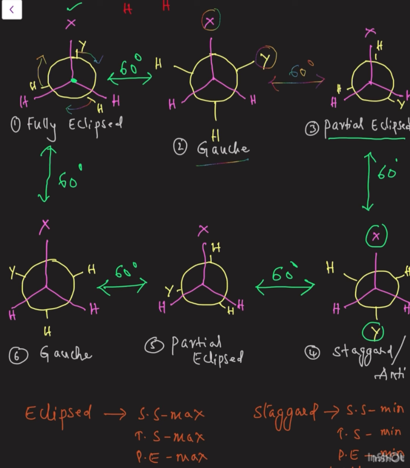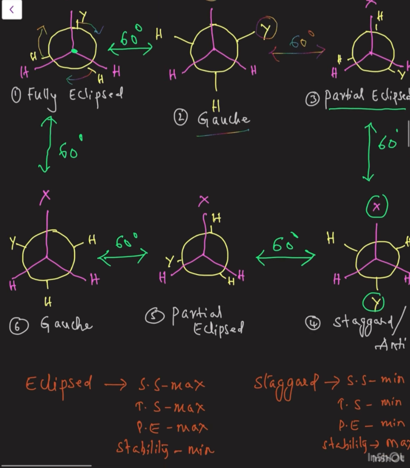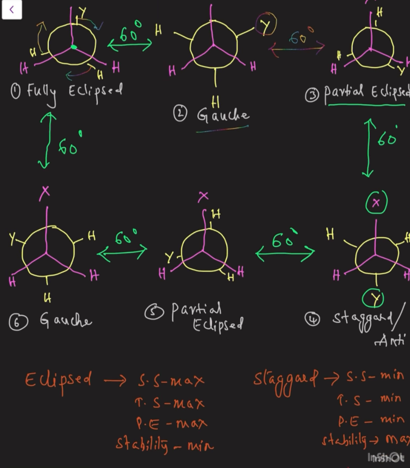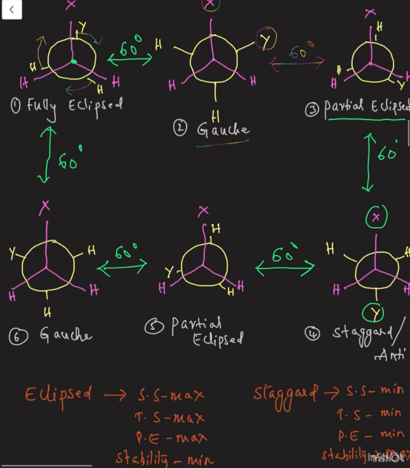That is gauche, partially eclipsed. All these conformers together are called what? Skew conformers, we can say. Okay, skew conformers. Now let us see the eclipsed conformer. If you take the fully eclipsed conformer, I am considering.